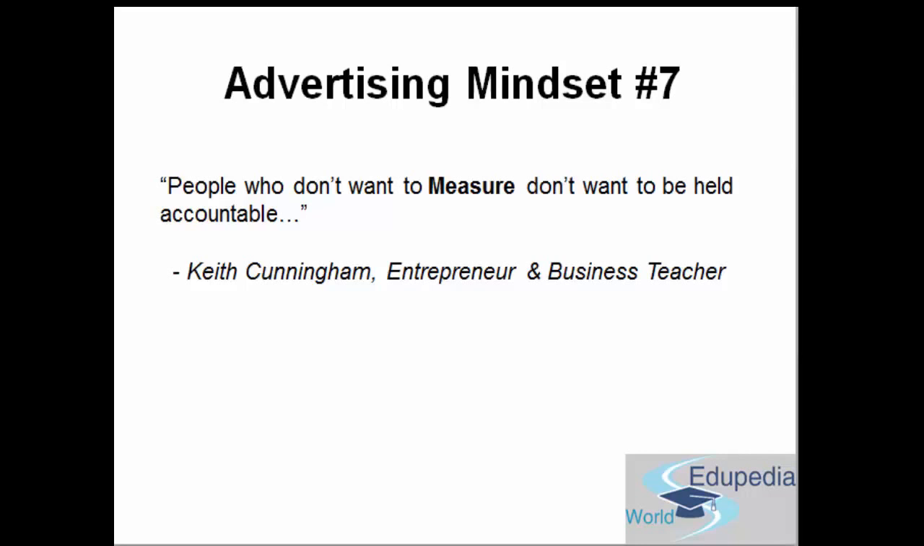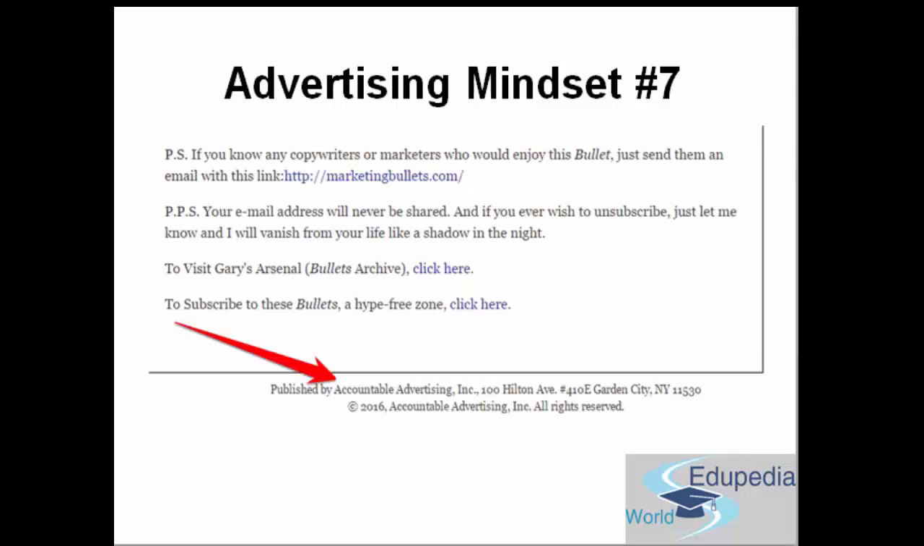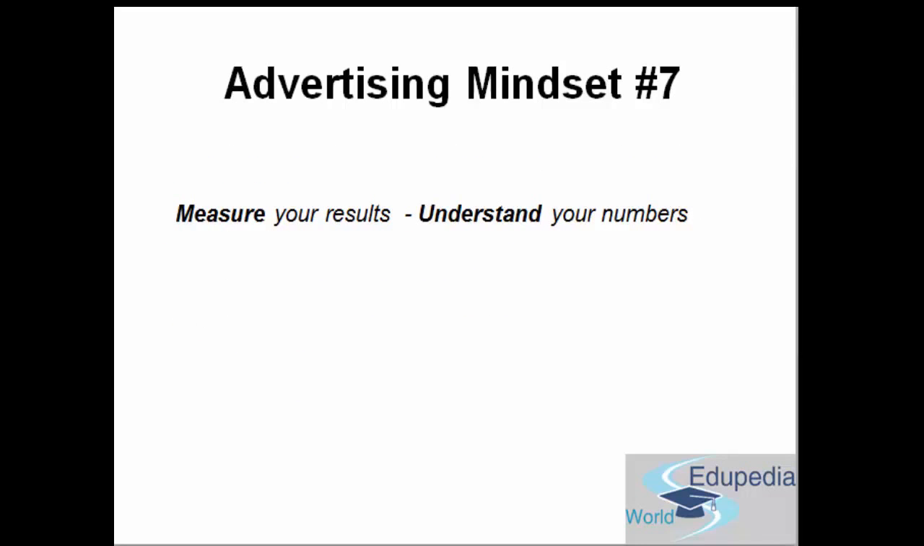And interestingly enough, going back to Gary Bencivenga, guess what the name of his company is? Look down there at the red arrow, Accountable Advertising Inc. So you need to measure your results and understand your numbers. Another reason why this is so powerful is that if you know a certain advert is working, then of course you can recycle the money, put more money in it, or stop doing certain adverts. It will dictate your future behavior. And the most important thing is that you understand how much it costs for you to acquire a customer. So measure your results and understand your numbers. That is advertising mindset number 7.